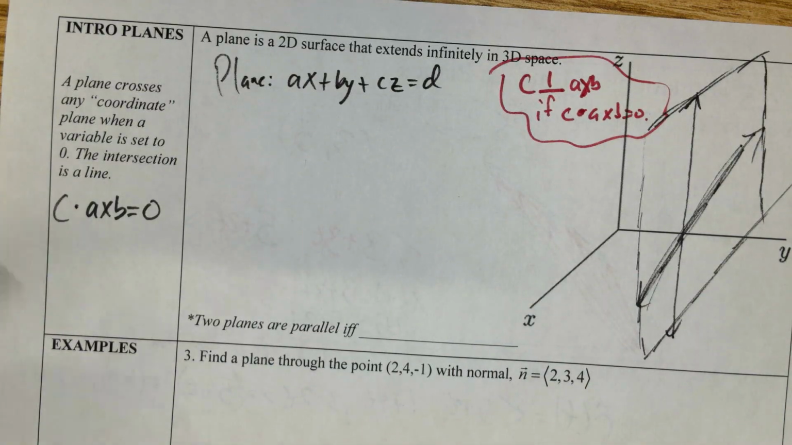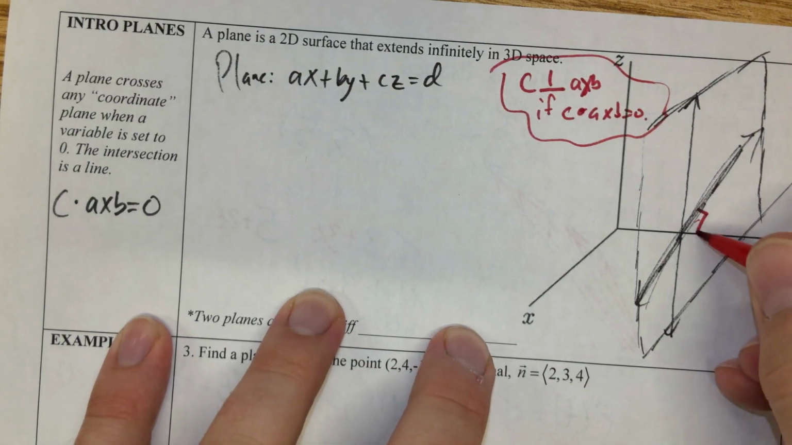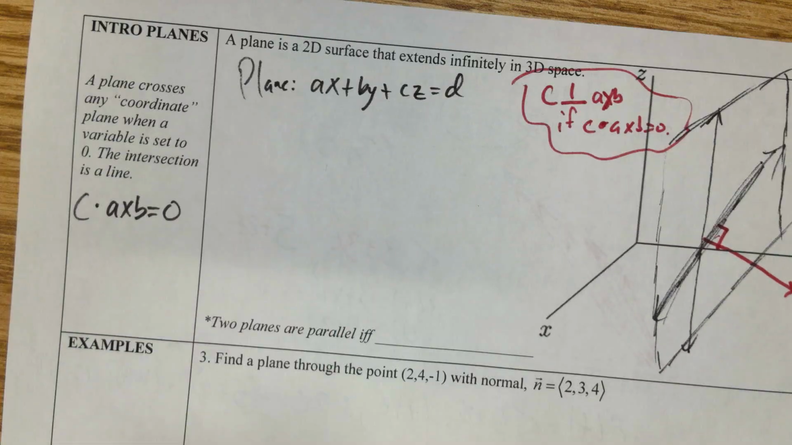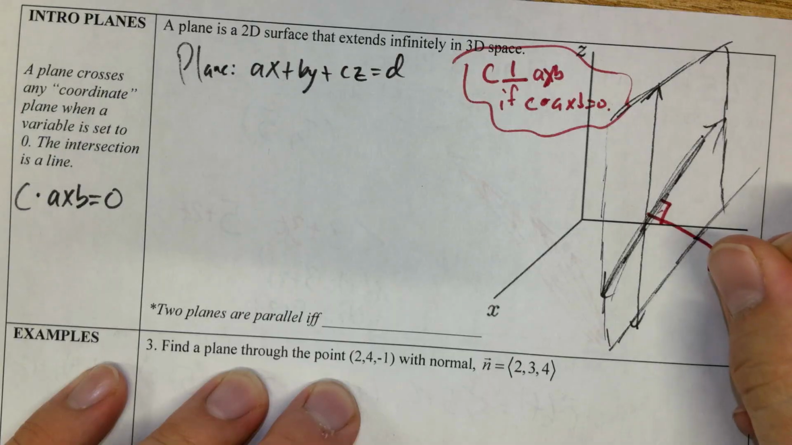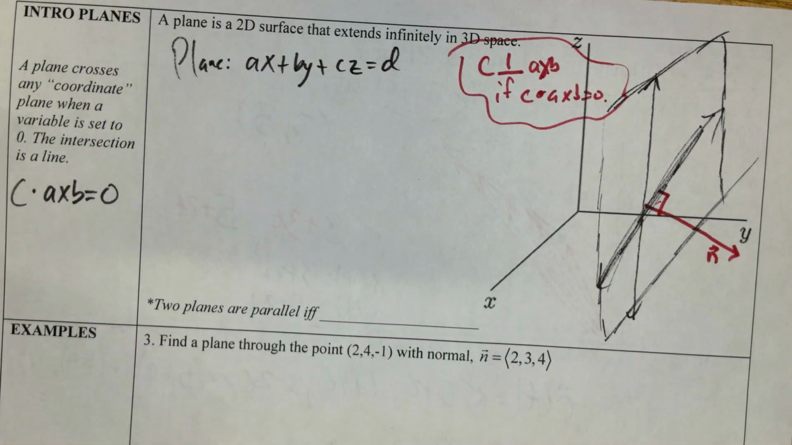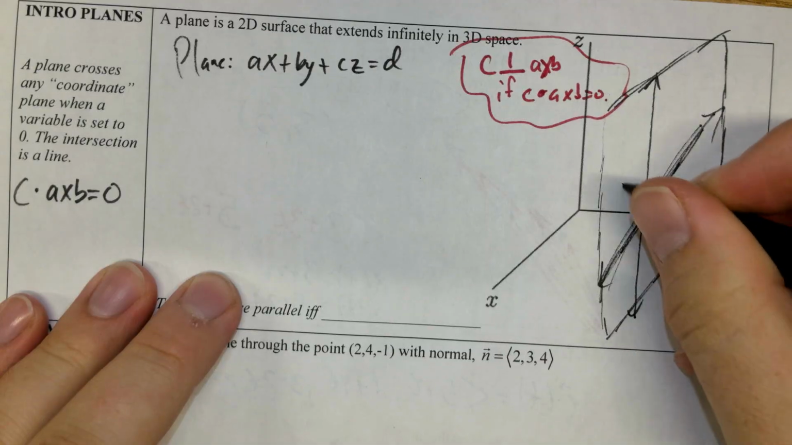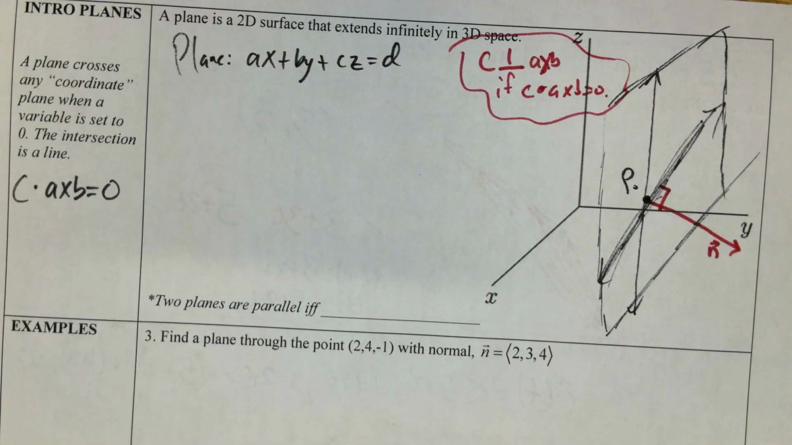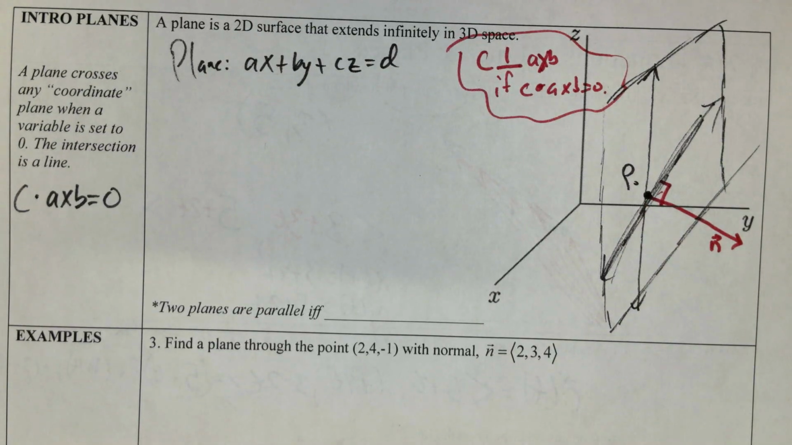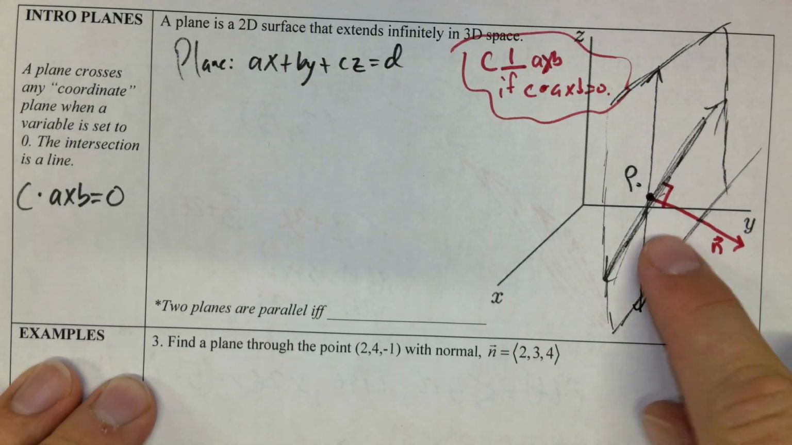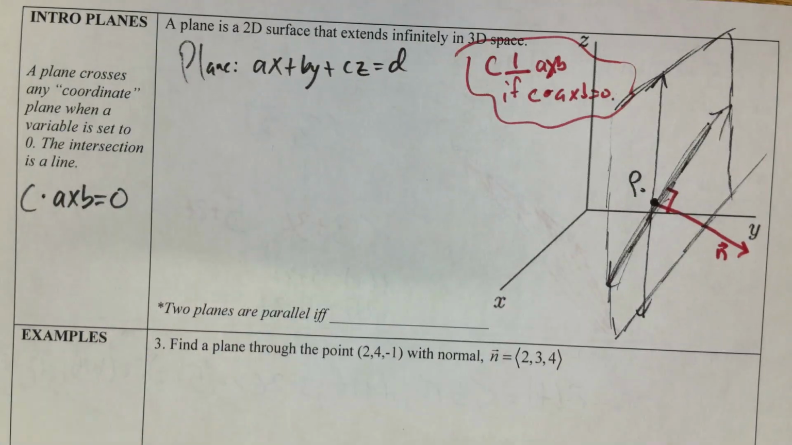But it relies on the fact that I have some normal direction sticking directly out of it. And so I'm going to call this normal vector n. And all I need is the point. If I have a point and a normal vector, I have enough to make the equation of a plane. And I'll just rely on this fact. Watch this happen.